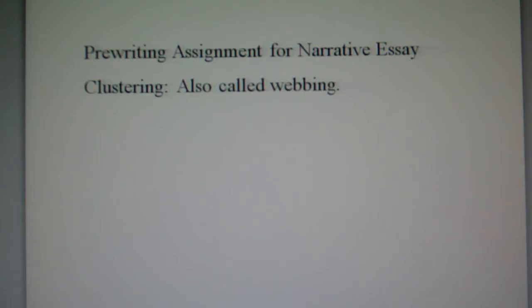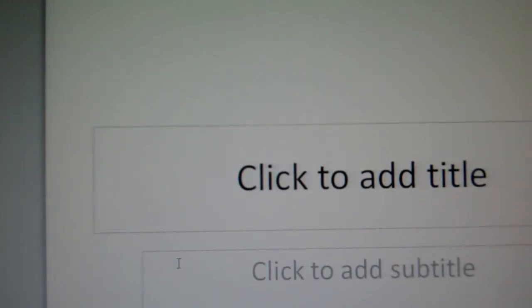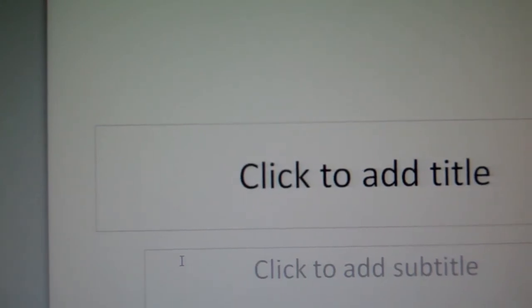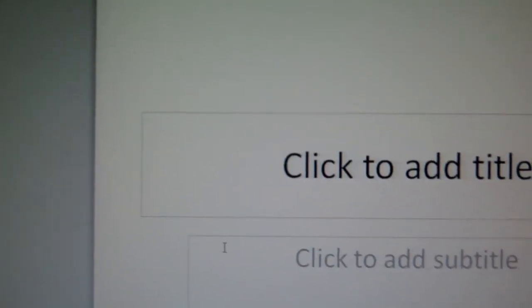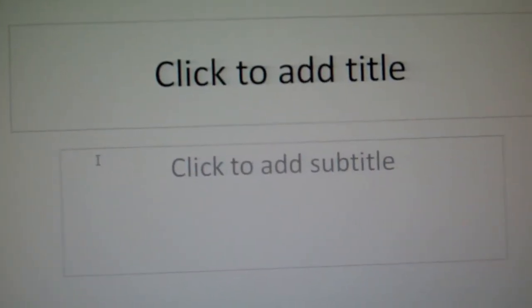If not, you might consider, I'm not by any means a spokesperson for Microsoft, but they have a really good program called PowerPoint that many of you are probably familiar with. And I am going to adjust the camera just a little bit, so it's going to get a little jumpy. Just bear with me. There we go.